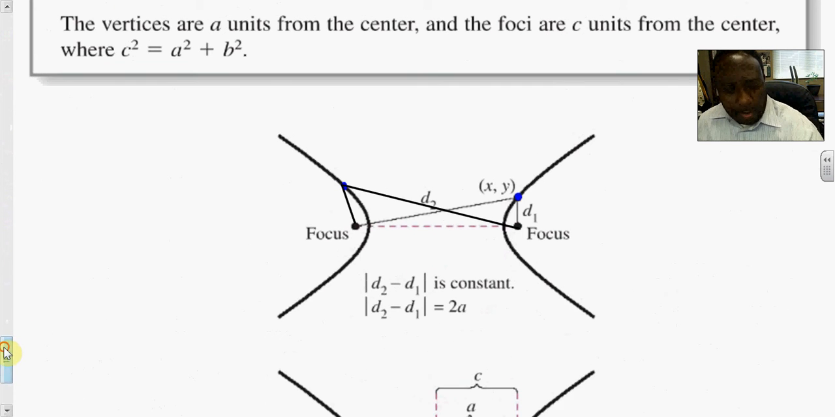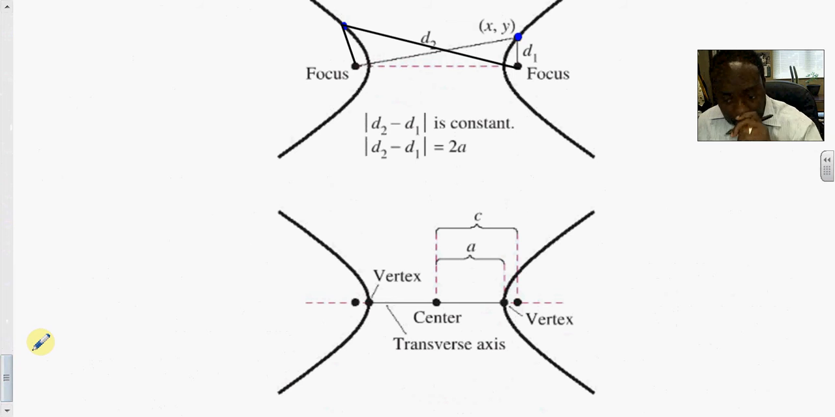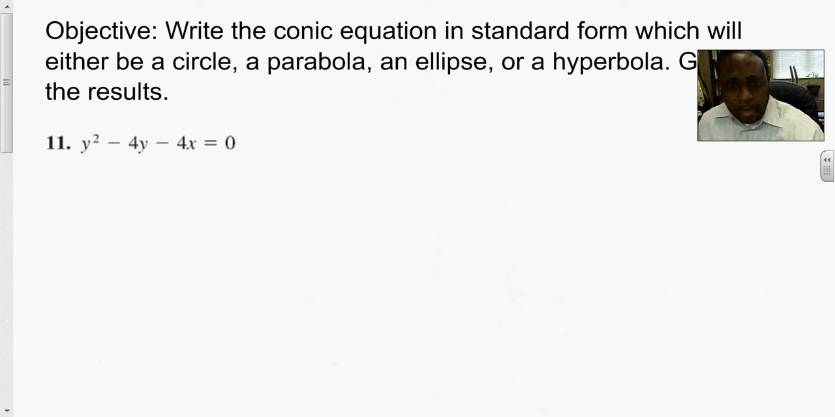What about some problems? Write the conic equation in standard form, which will either be a circle, parabola, ellipse, or hyperbola, and then from there graph the results. So, need to note that, let me put this in here.